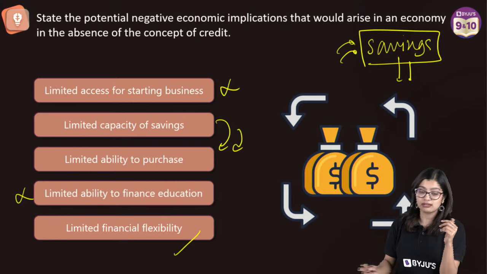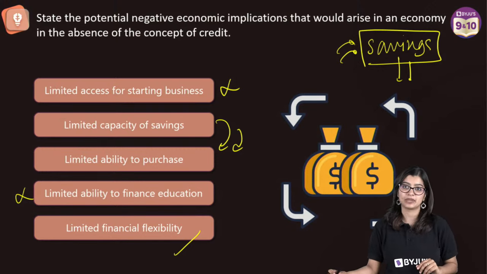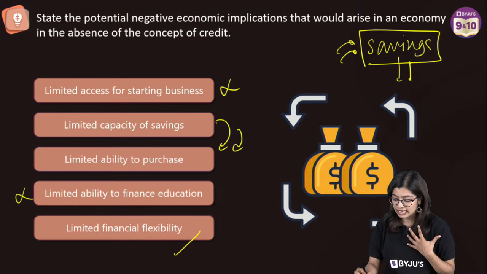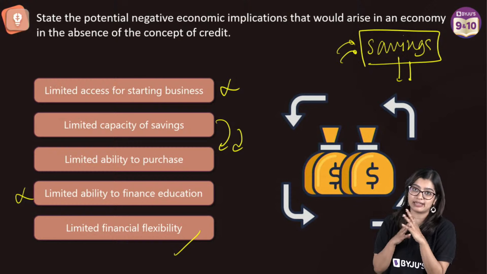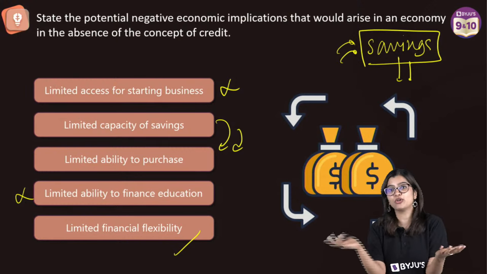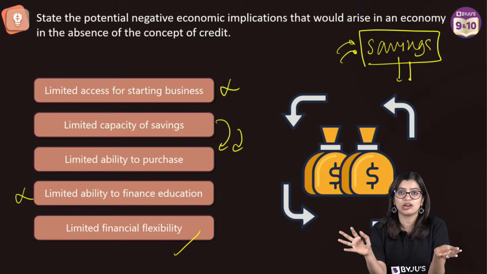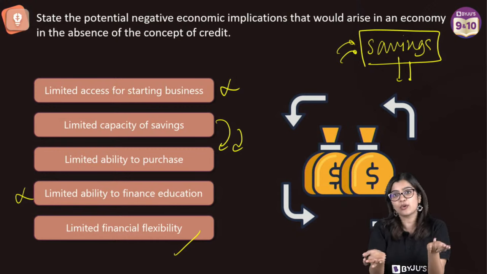But along with that, what gets restricted the most is financial flexibility. Because you're dependent entirely on your own money, you will be so scared to spend it elsewhere. Imagine you had only 1 lakh rupees and you want to buy a scooter because you need it to travel, let's say 30-40 kilometers for work.